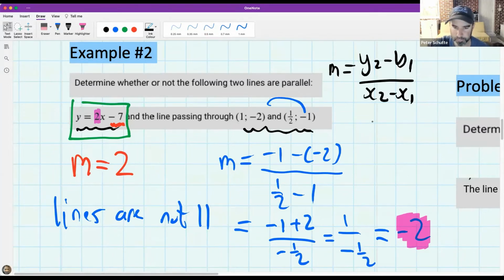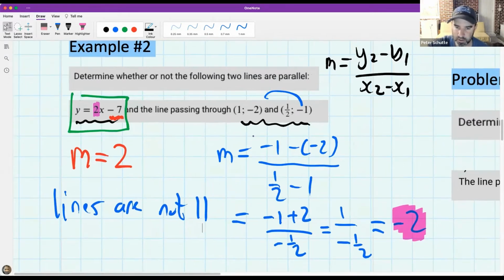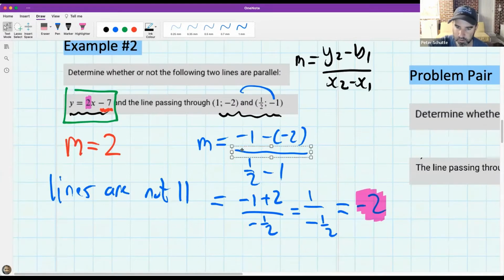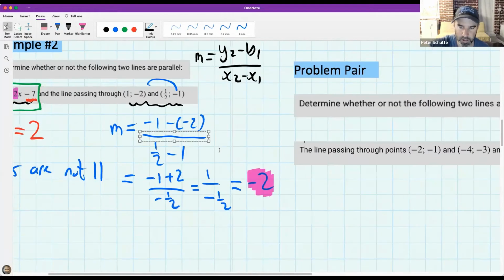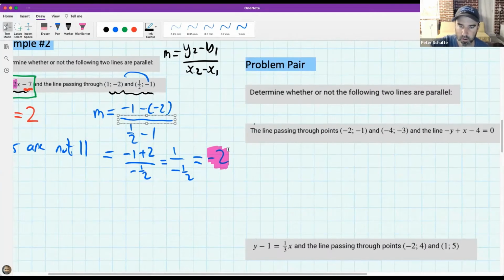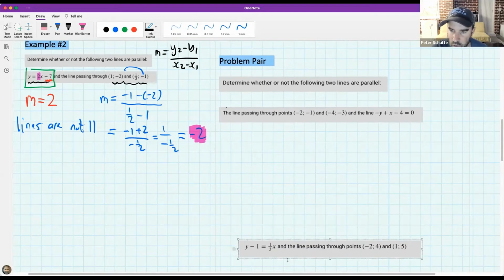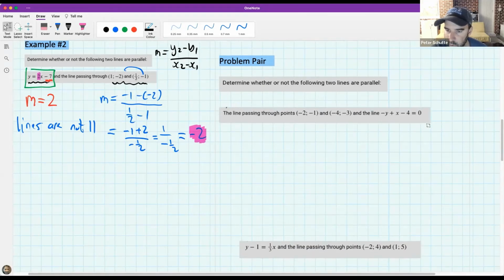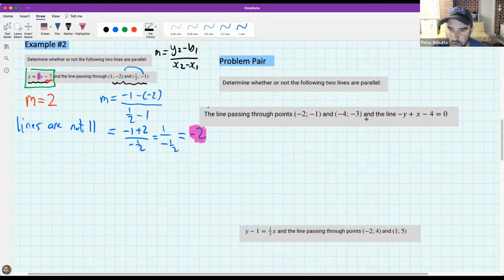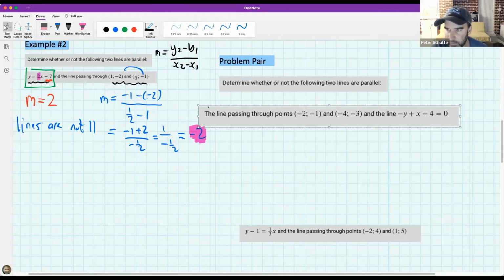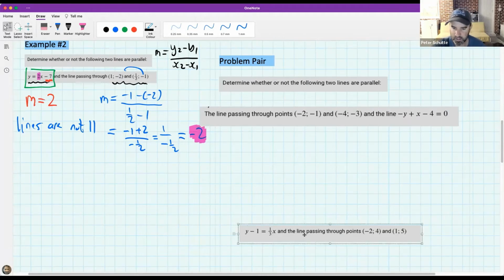So it's not parallel. Okay, let's do another one like this. I'll zoom out a little bit so that you can see the old example. And then let's just do one more like this, and then I think we're ready. So determine whether or not the line through the points -2, -1, and that line are parallel. I'm going to keep quiet for 3 minutes while you go about figuring that out.